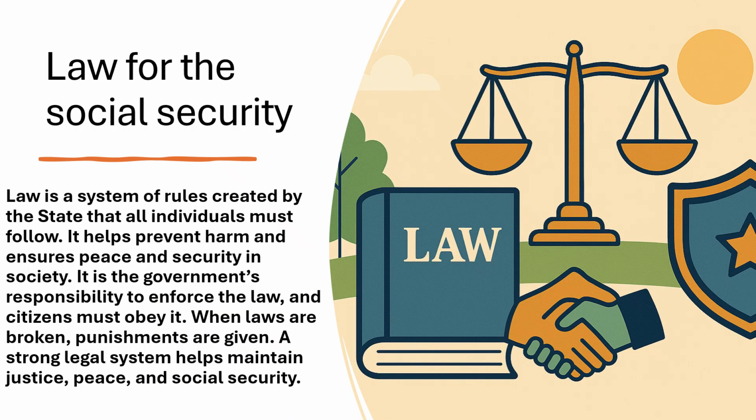Now we're going to learn about the court. Well, technically not the court, but something in court, which is law. Now we're gonna see how law is connected with social security. Law is a system of rules created by the state that all individuals must follow. It helps prevent harm and ensures peace and security in society. It is the government's responsibility to enforce the law, and citizens must obey it. When laws are broken, punishments are given. A strong legal system helps to maintain justice, peace, and social security.